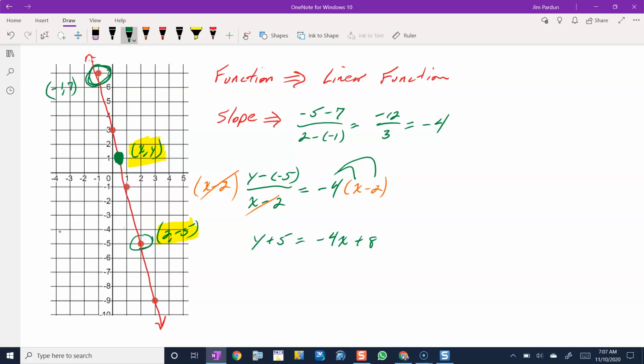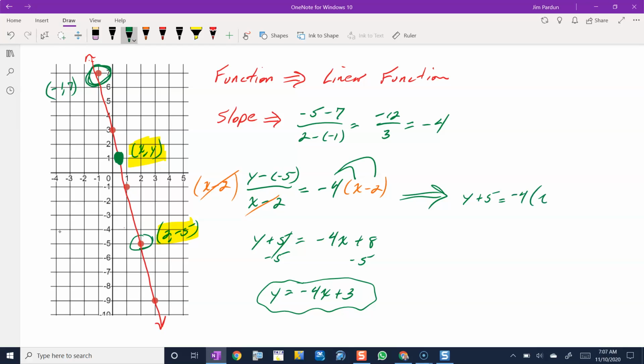Now, I'm going to take this in a little bit different direction. I actually distributed the -4, and now I'm going to solve this for y. So I'm going to go ahead and subtract a 5 from both sides, and I get y equals -4x plus 3. So this would be the equation. Or I can say, if I go back to my original equation up here, it was y plus 5 equals -4 times (x minus 2). Both of these equations will graph the line. That's the beauty of this.